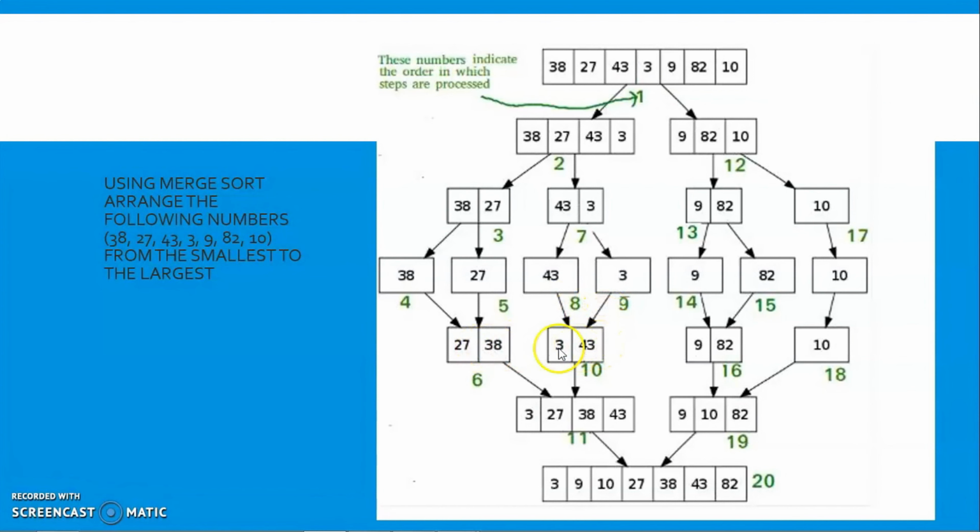Then because this is now 2 halves, you've done the arrangement of these 2 halves. Step 10 should now mean these 2 halves have been arranged as they should, because these 3 will now come here. The 27 comes here. What follows is 38. So you now arrange them as per the 2 halves. That's how the system works. That's at step number 11.